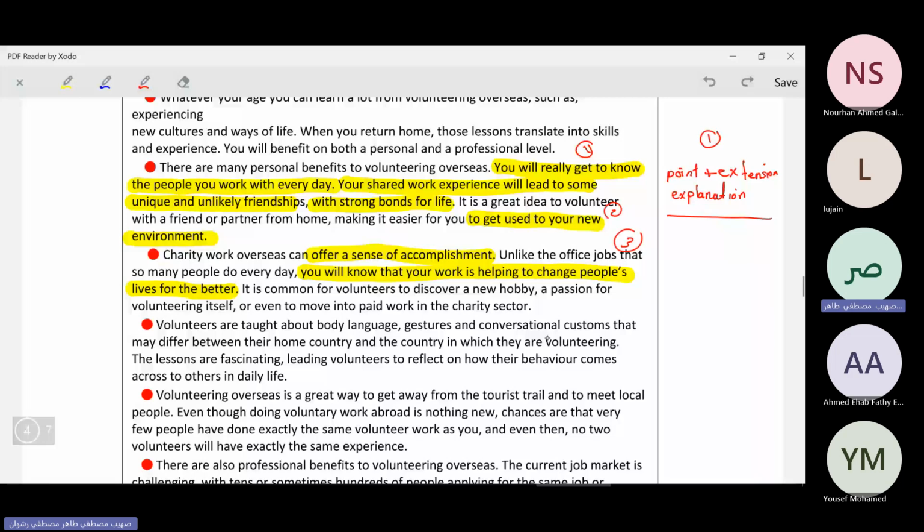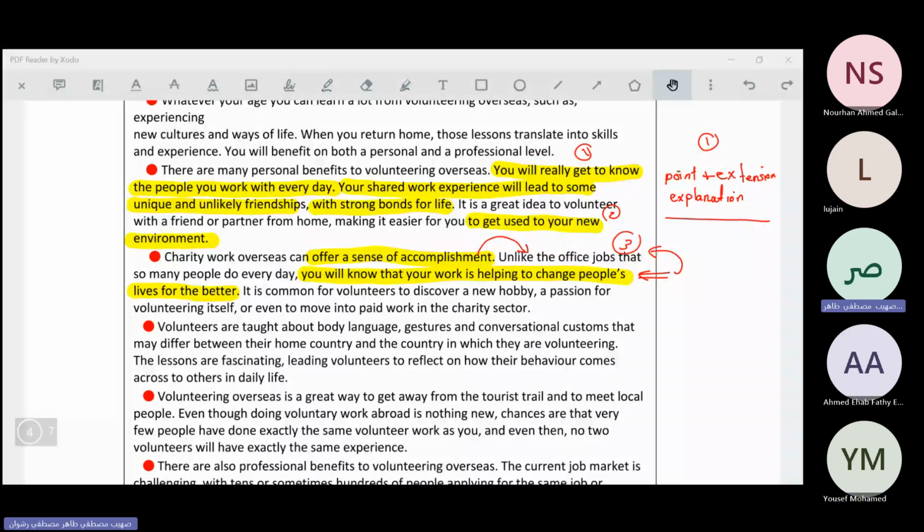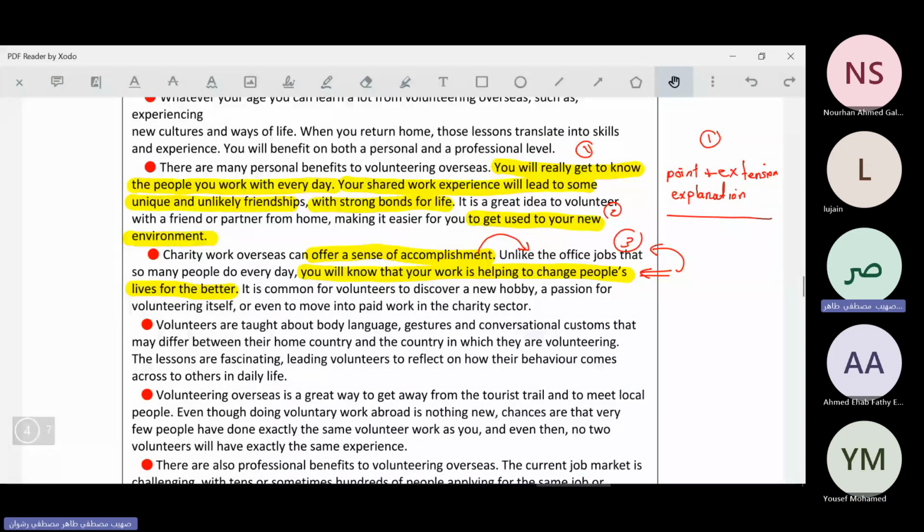I mean, here, is this a new point or an explanation and extension to the previous point? He said it offers a sense of accomplishment. Then this part is a new point or an explanation? He said, unlike the office jobs that so many people do every day, you will know that your work is helping change people's lives for the better. Is this a new point or an explanation to the previous point? It's an explanation, sir. Yeah, so it's not a new point, it's an explanation to the previous point. All right, until now we already found 3 points, and the question asked me to identify 3 points.